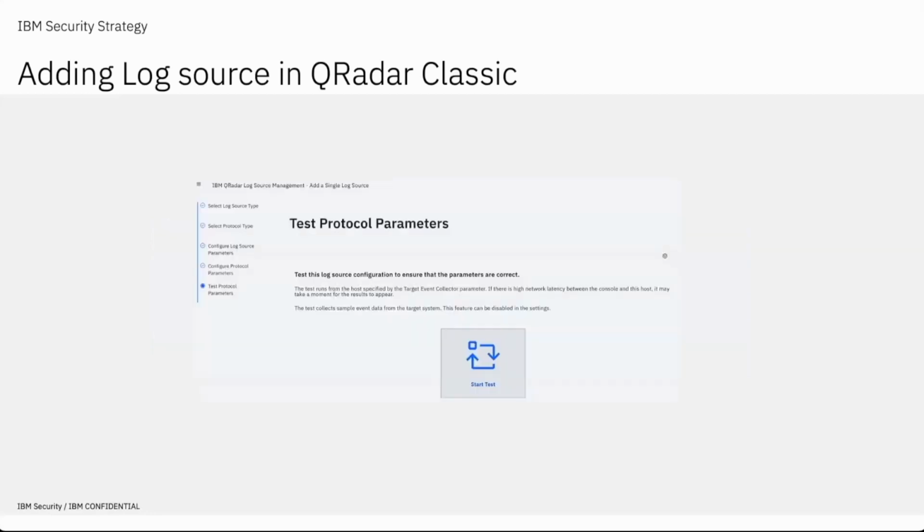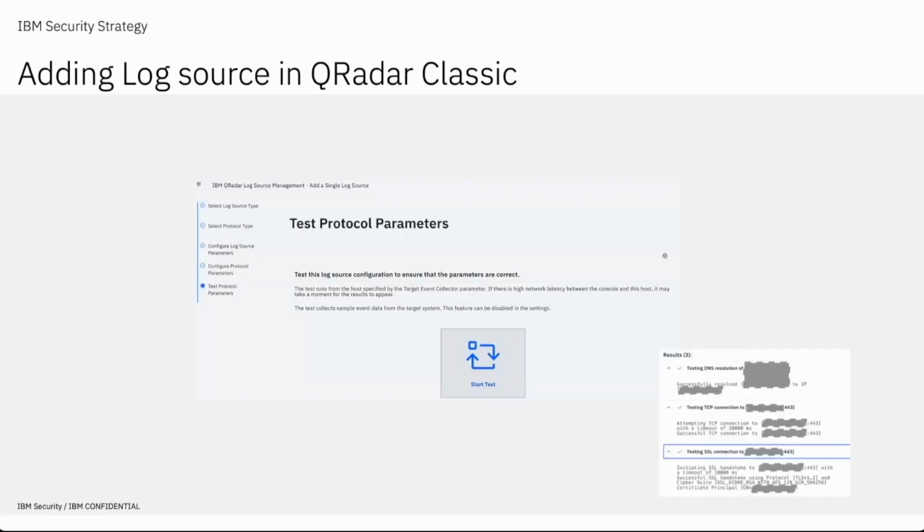So once it is configured, the last part is about testing the protocol. When we said that in the workflow, at the end of it, there were certain tests available like the DNS test and the proxy test. So this is exactly how it looks. Once you configure everything, the last part is to start a test. Once you start the test, QRadar will check all the tests you have mentioned, and if it is working, you will see something like testing DNS resolution passed, testing TCP connection passed, testing SSL connection passed, and so on. So this was all about how you add a log source in QRadar Classic.